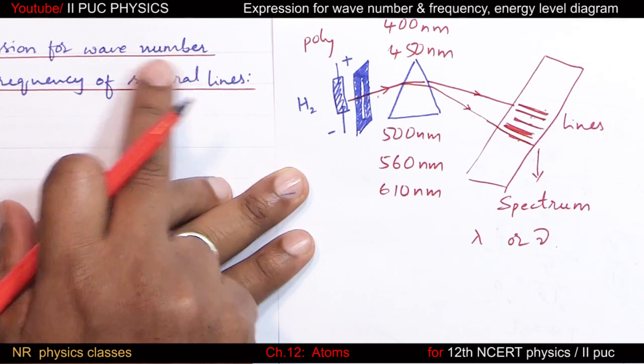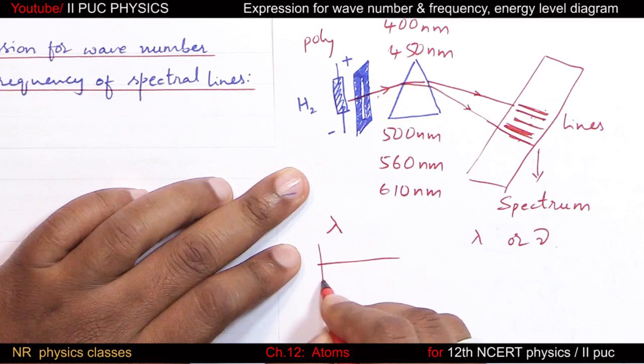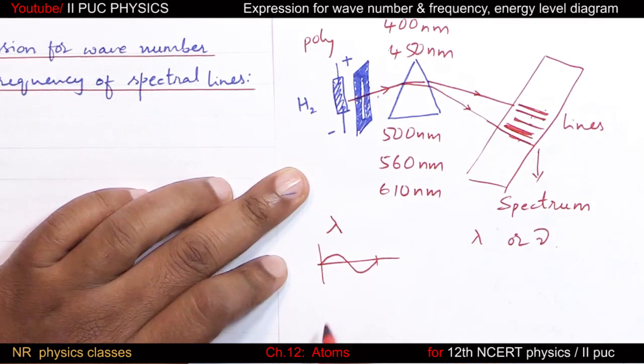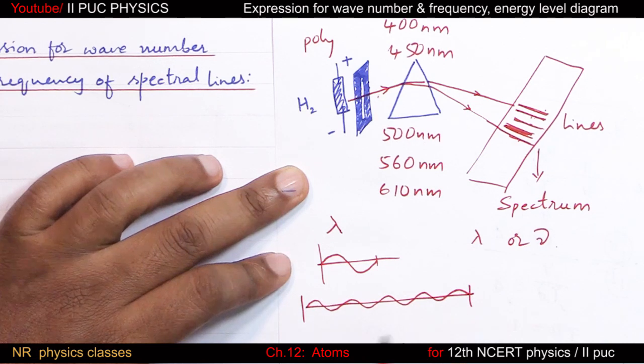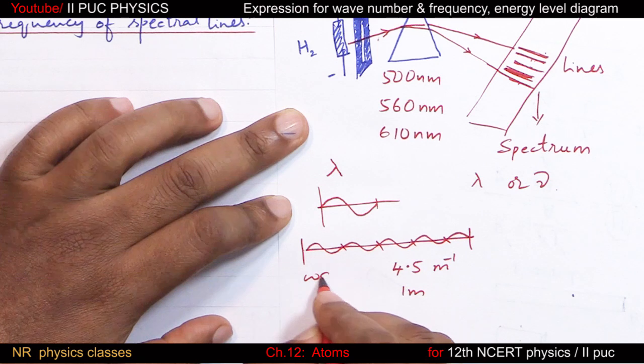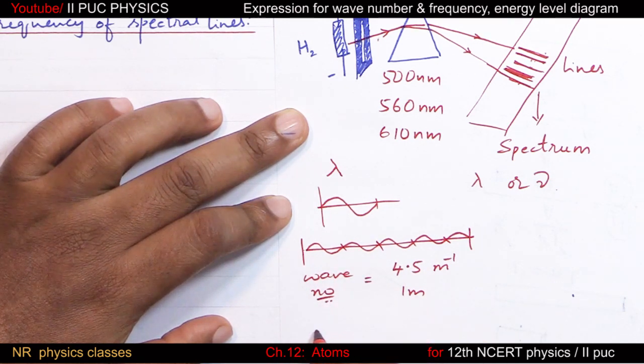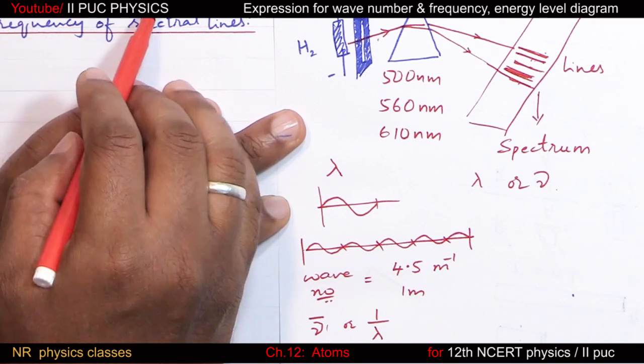And then wave number. Wavelength is lambda. Length of a wave is wavelength, isn't it? Now let this length be 1 meter. If this is a wave, count the number of wavelengths here. This is one wave, second wave, third wavelength, fourth wavelength, 4.5. So 4.5 wavelengths are there in 1 meter. So 4.5 per meter. This is called wave number. Wave number is denoted by nu bar, and it is equal to 1 by lambda. So nu bar is 1 by lambda. So wave number. And you know frequency.